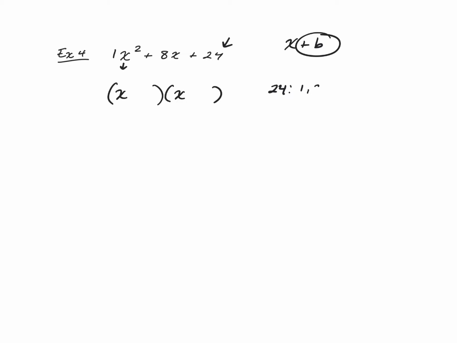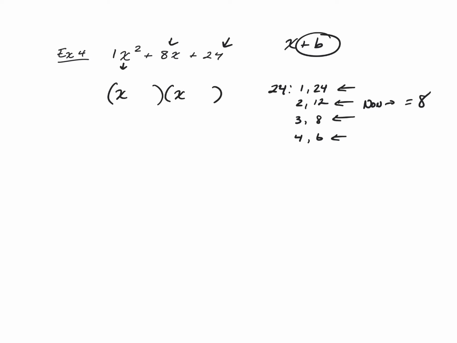So I could have 1 times 24, I could have 2 times 12, I could have 3 times 8, I could have 4 times 6, and then that's it. That's all of them. So then I'm going to look at each one of these, and when I combine them together, I'm going to ask myself, do any of these combine to make positive 8? So 1 and 24 make 25, 2 and 12 make 14, 3 and 8 make 11, 4 and 6 make 10. So none of these equal 8.